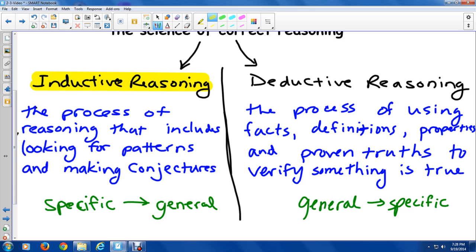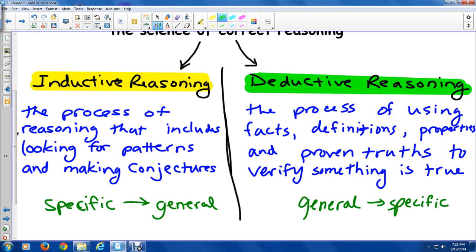Deductive reasoning is the complete opposite. You work from general rules, things you know to be true, and conclude that in specific examples it will also be true because it is a general rule. So we use facts, definitions, properties, and proven truths to verify that something is true. We will get into that much more in geometry as we get into the proof process.